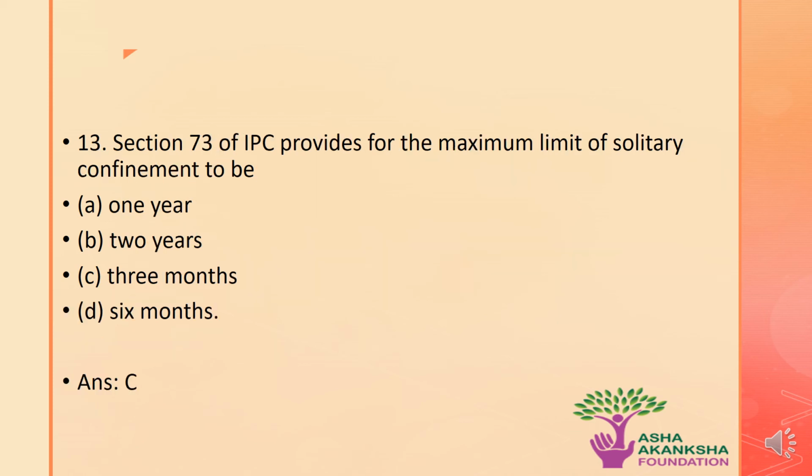The next question is, Section 73 of the IPC provides for the maximum limit of solitary confinement to be of how much time? The options are A, 1 year, B, 2 years, C, 3 months, or D, 6 months. The correct answer to this question is option C, that is, under Section 73 of the IPC, the maximum limit for solitary confinement is 3 months.